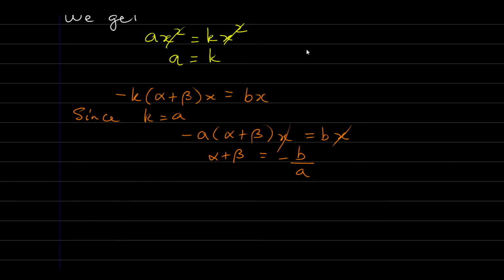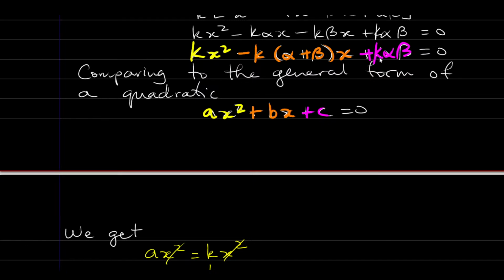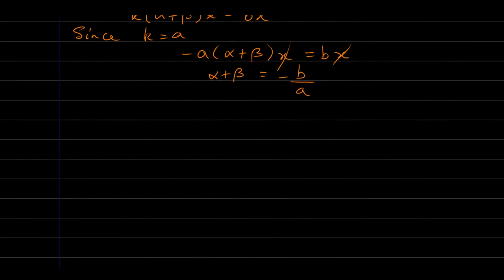Let's go on to the last part of it, which is plus k alpha beta and plus c. So we have plus k alpha beta is equal to c.